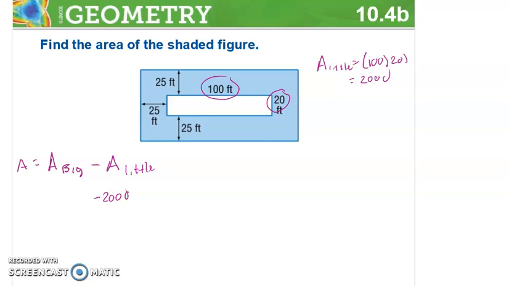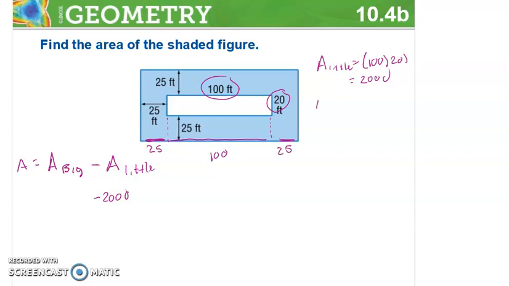The area of the big one, though, you got to find the height and the base, or the base and the height. So if you notice, I can put 100 right here, and that's part of that base. The other part of that base is this distance right here, and this distance right here. So it's 25 feet all the way around.